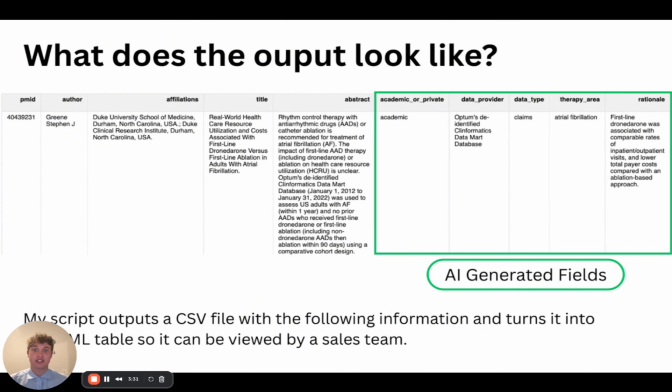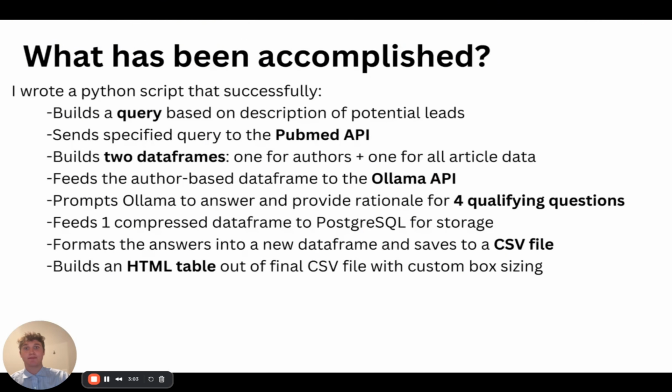My script outputs a CSV file that can turn into an HTML table, which is what you're looking at. And on the right side in green, there's a bunch of AI generated entries or fields, and the AI is able to classify whether it's academic or private, the data type, the therapy area. It can generate what it thinks is the data provider and give you its rationale.